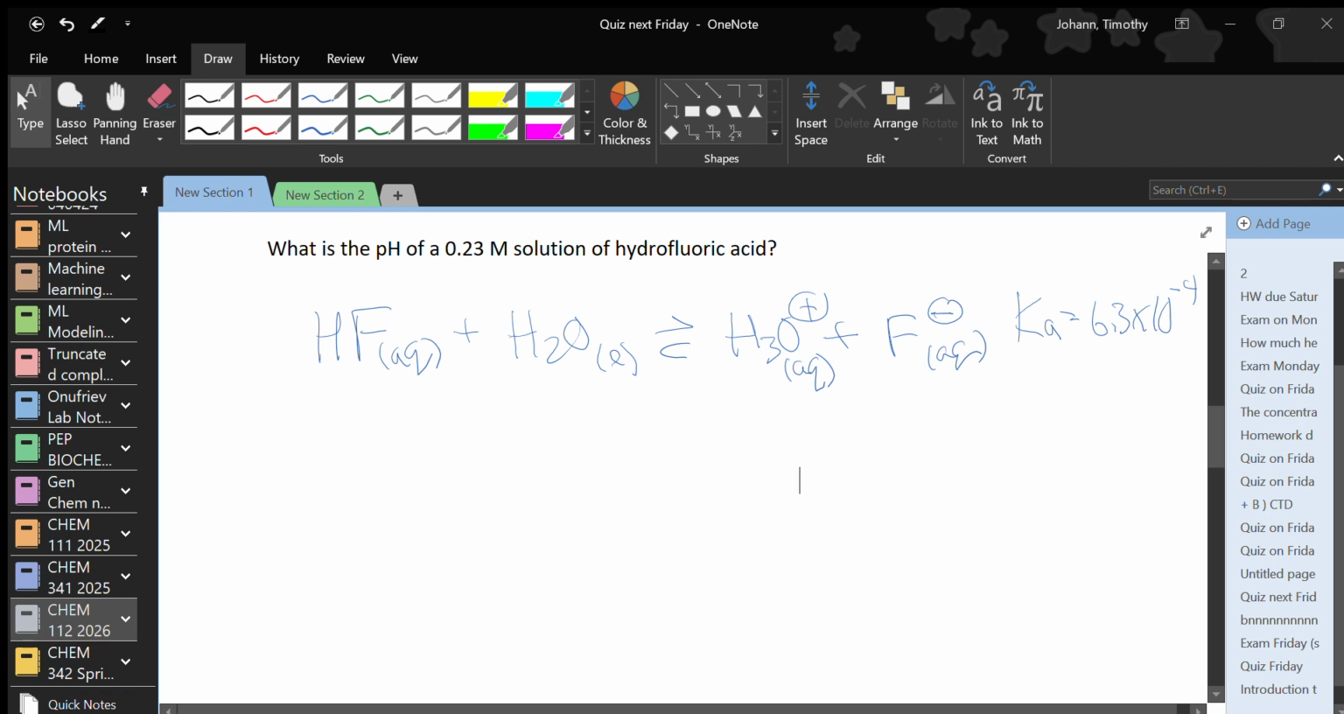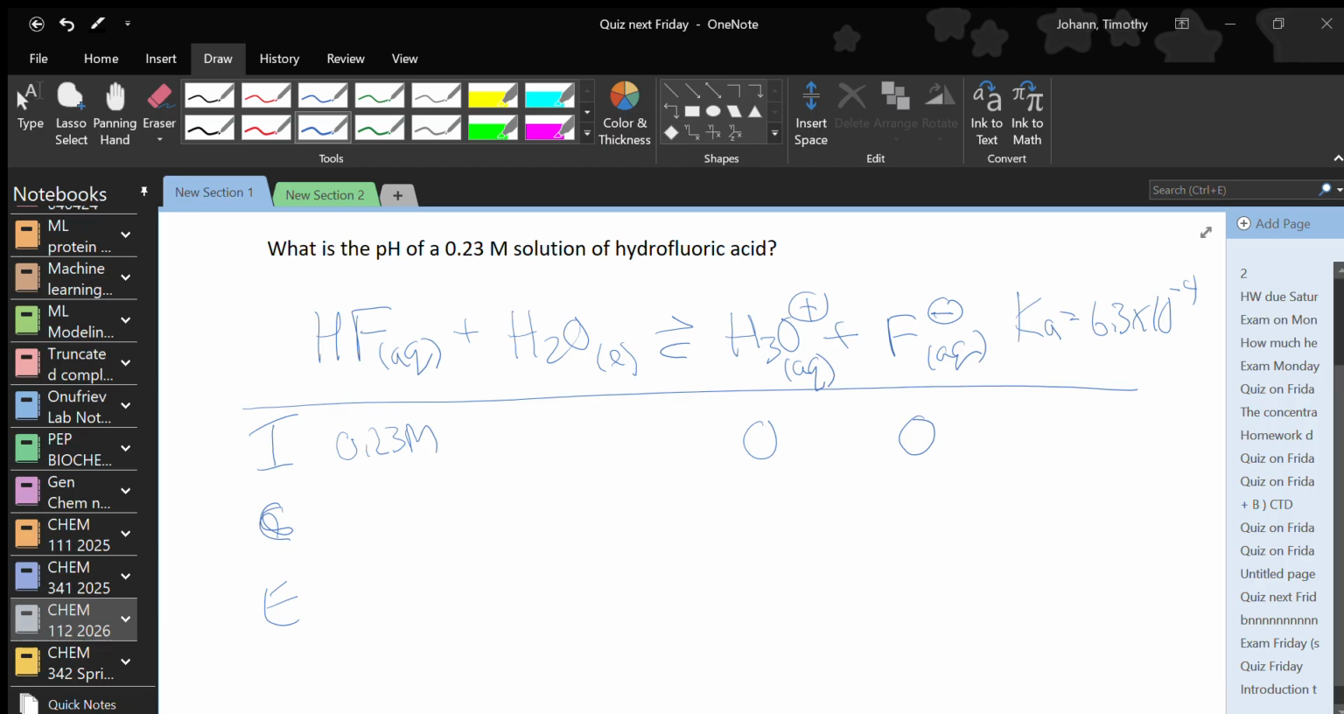So this is where we need to do an ice table. I'm going to go ahead and draw my ice table lines over here. We've got initial, we've got change, and we've got equilibrium. Okay? And I'm going to assume that we start out with all hydrofluoric acid, right? And then we're going to start out with 0 of this and 0 of this. We're also going to start out with 55 molar water, because that's the concentration of water. I'm just going to leave it out, right?